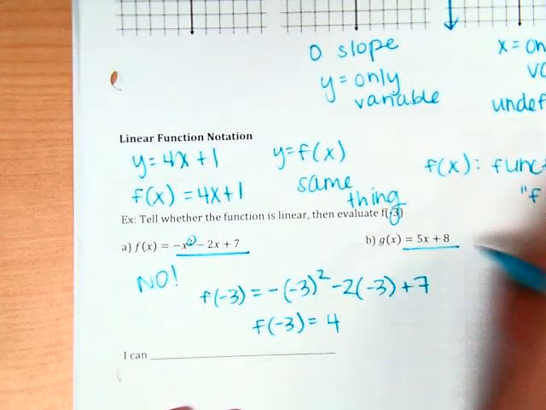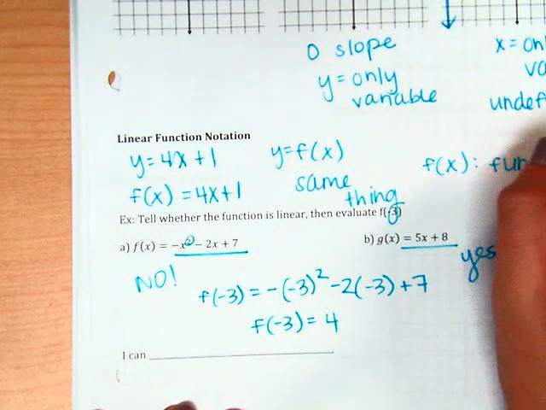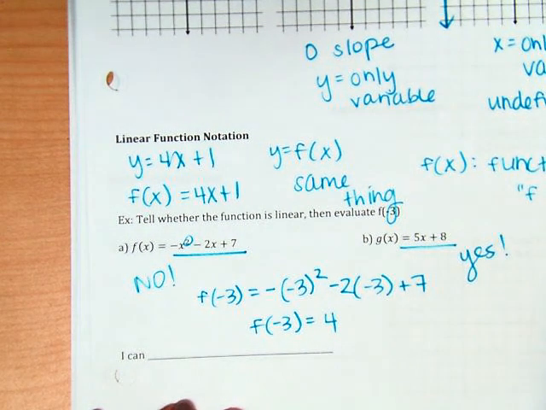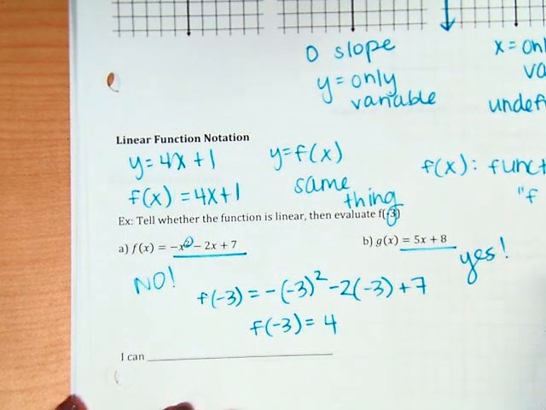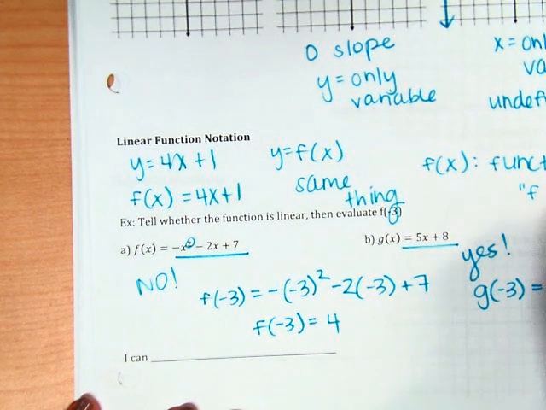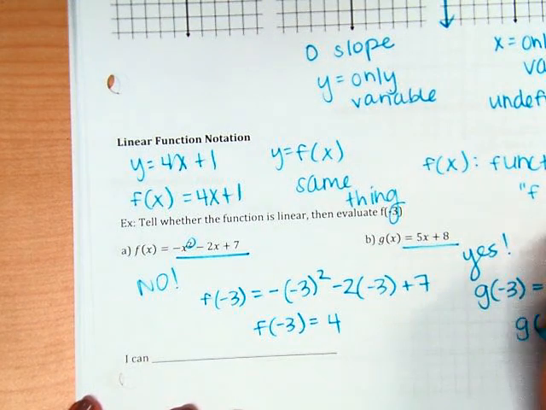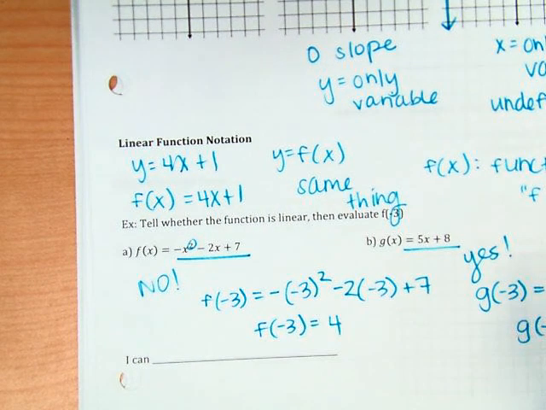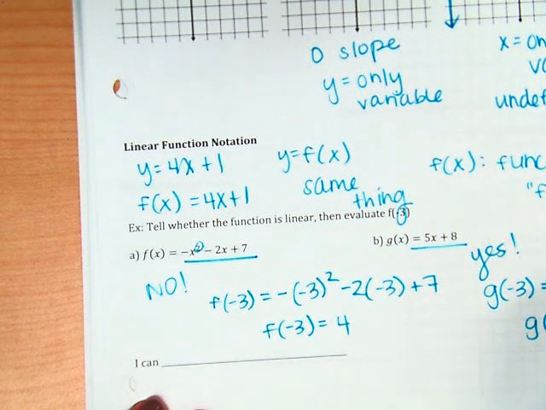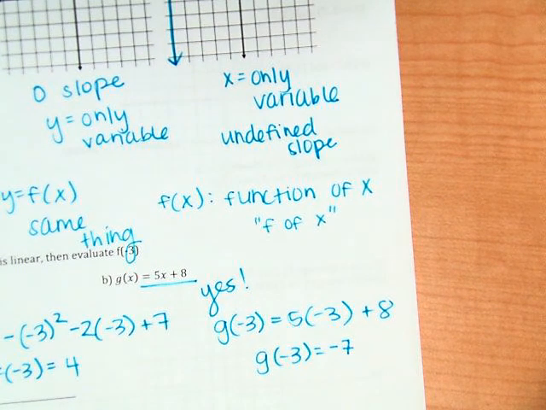Second one, is that a linear function? Yes, it's right in my y equals mx plus b form. So, let's find g of negative 3. 5 times negative 3 plus 8. Negative 15 plus 8, and I get, oh my gosh, negative 7. You're just plugging that in.